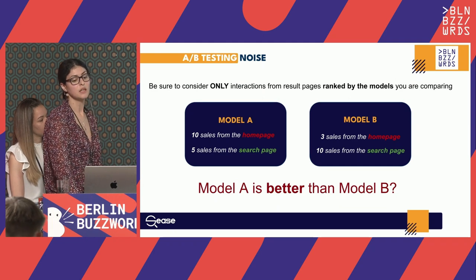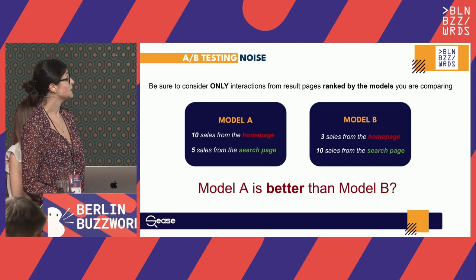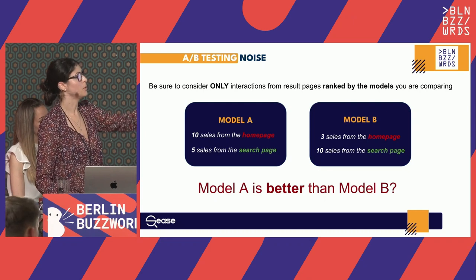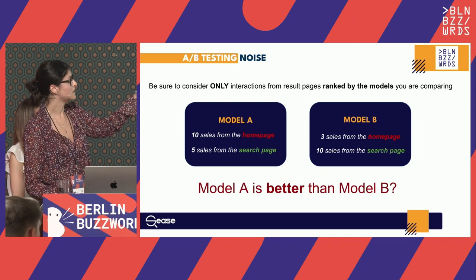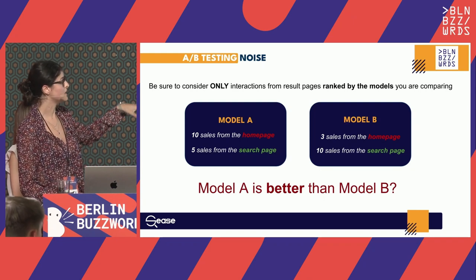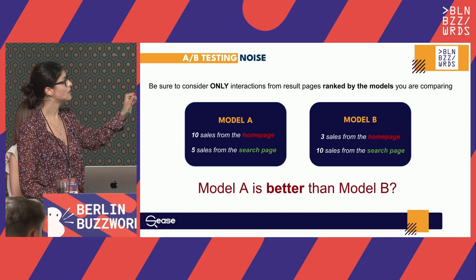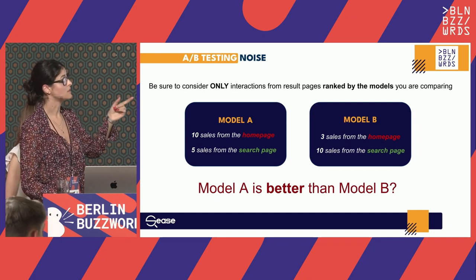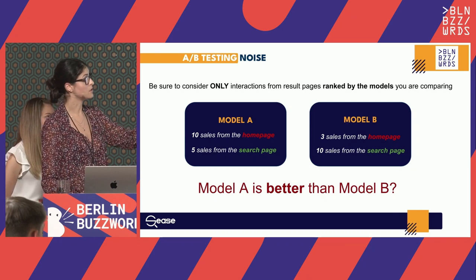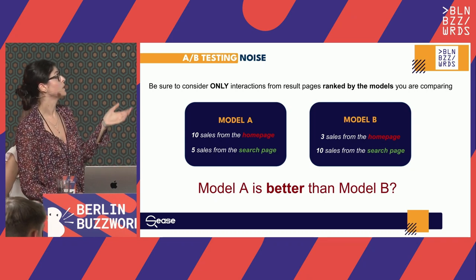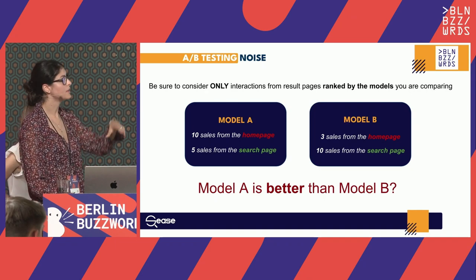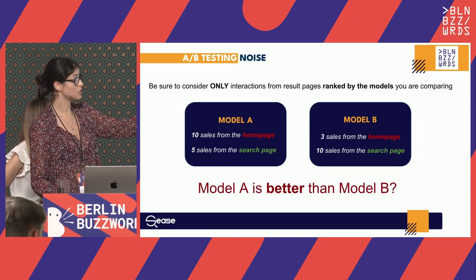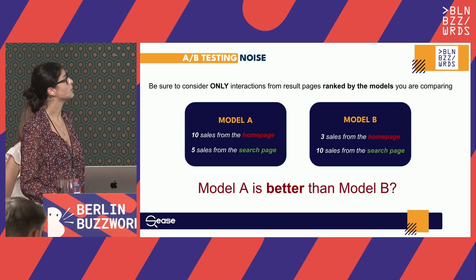One important aspect to consider in A-B testing is the noise. As you can see from this picture, we are supposed to compare two models. We can see that model A got in total 15 sales, 10 from the homepage and 5 from the search page, while model B got in total 13 sales, 3 from the homepage and 10 from the search page. So model A seems to be better than model B, but effectively no, model B is better because from the search page, it got double the sales in comparison to model A.